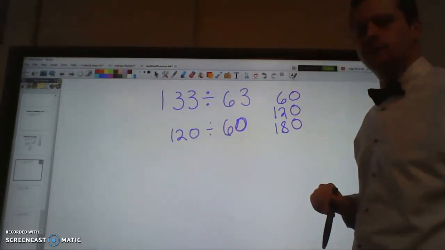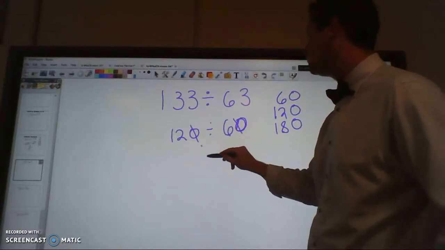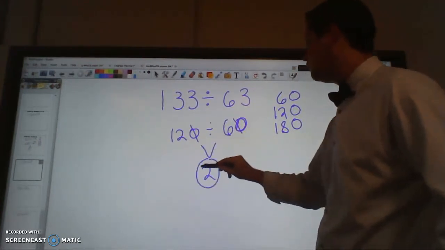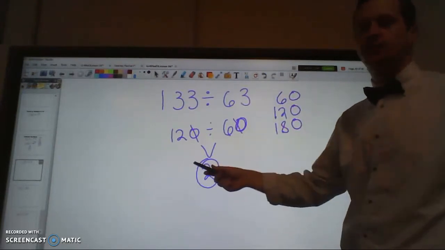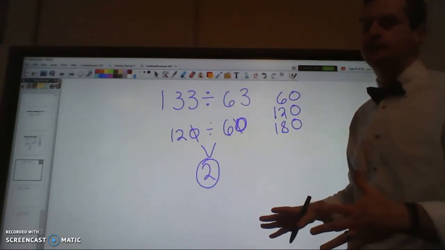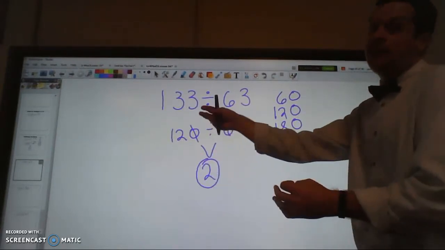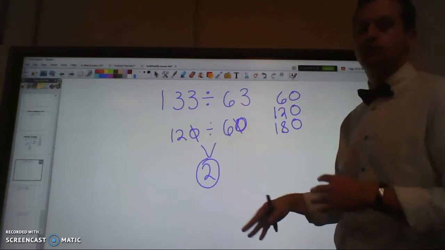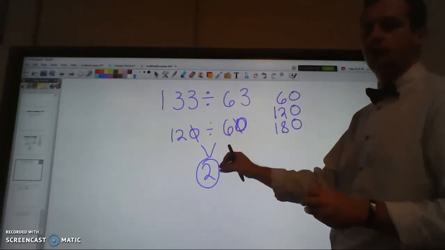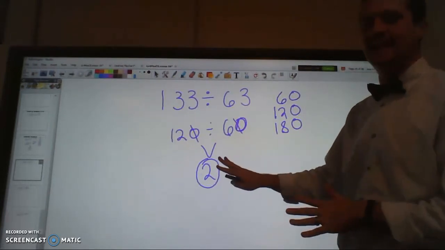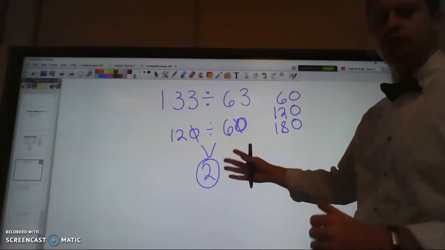So again, cross off those zeros. 12 divided by 6 equals 2. So if we divide 133 divided by 63, it's going to be close to 2. It might not be exactly 2. It's going to have some kind of remainder. And it could be 1 something, and the remainder could make it close to 2. Okay? Or it could be 2 something, and the remainder might be closer to 2. Again, this is an estimate. So 133 divided by 63 is about 2.